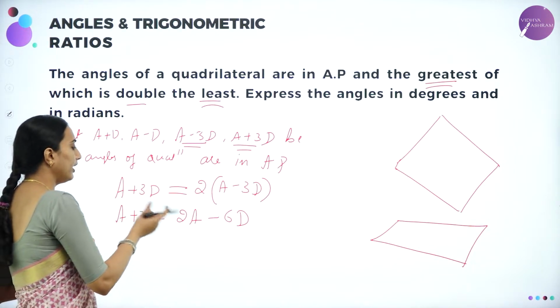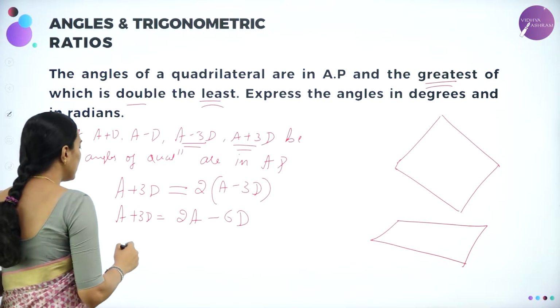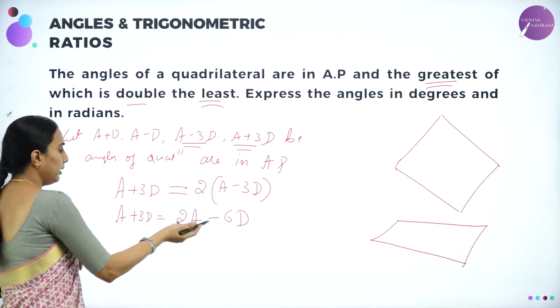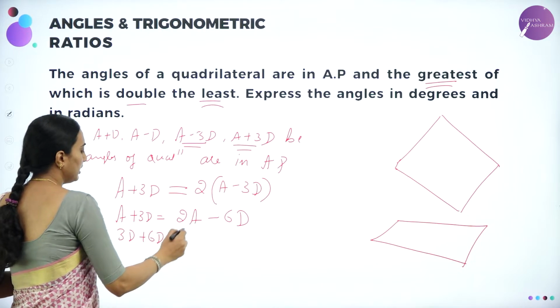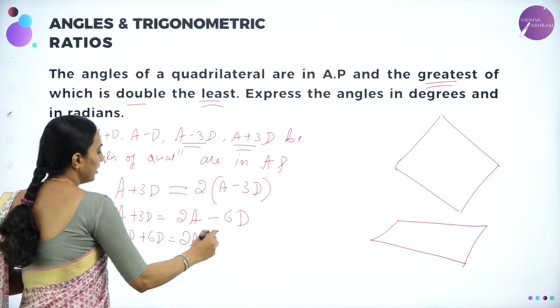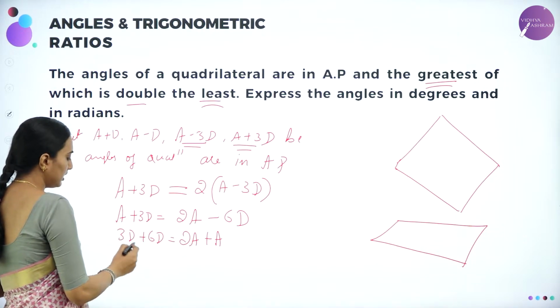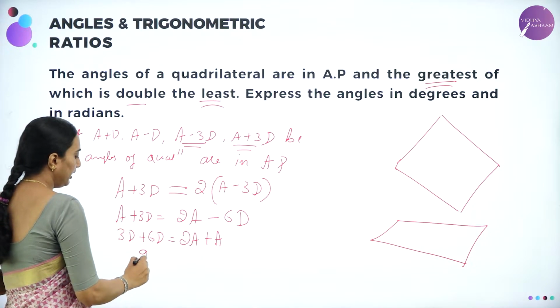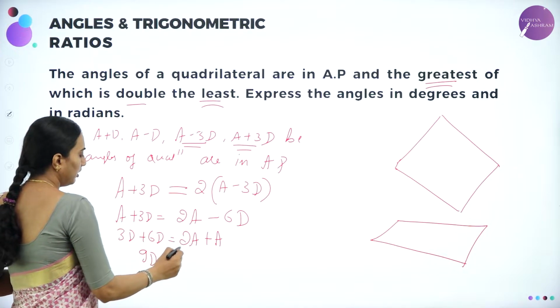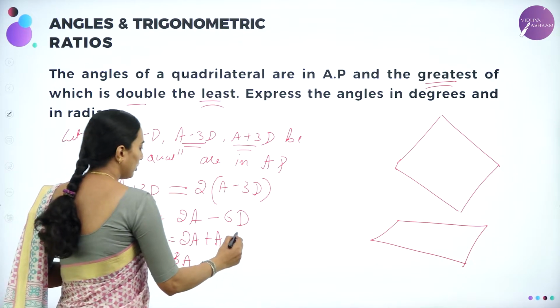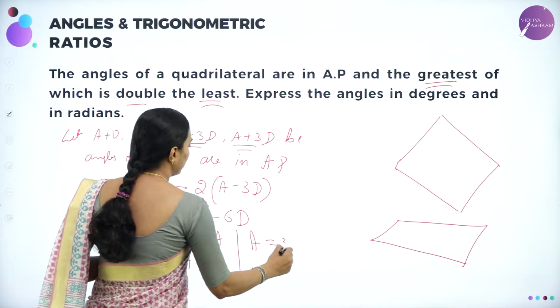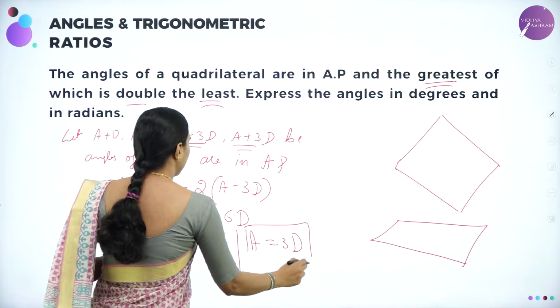So, collect all the A terms to one side and D terms to the other side. See here, 3D plus 6D will be equal to 2A minus A. So, therefore, 9D is equal to A. A will be equal to 9D. So, keep this relation as it is, dear.